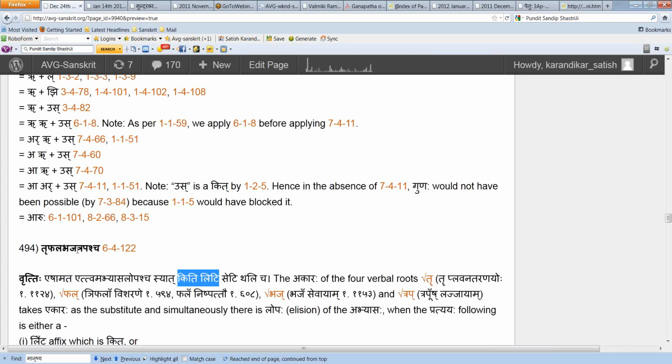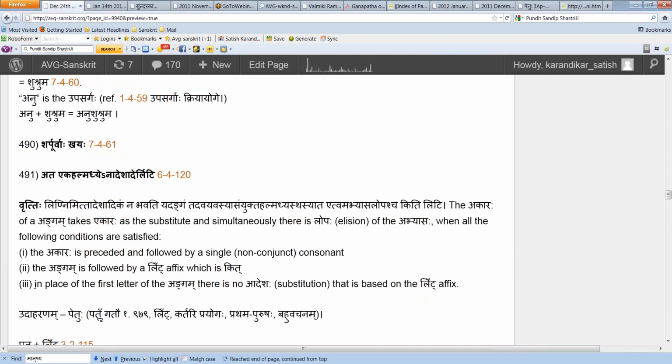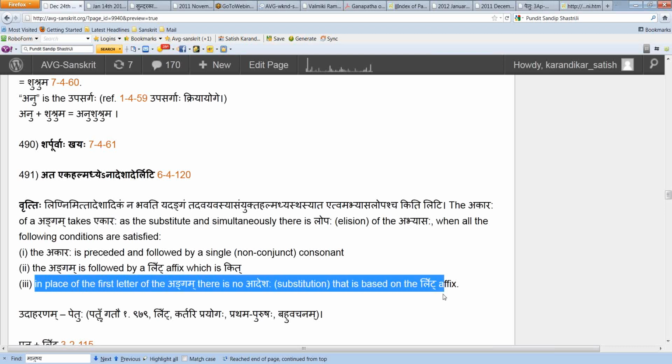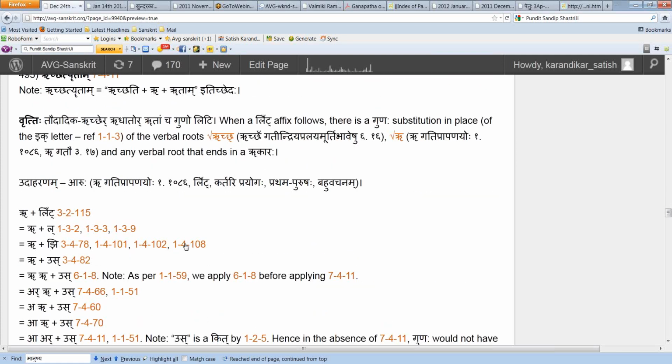So that is why phal cannot use 6-4-120. The condition of 6-4-120 is that, in place of the first letter, in this case the phakara of phal, there should be no adesha based on the lit. In the case of phal, we will have an adesha. We will have an adesha of pakara by abhyase charcha. That's why phal could not use 6-4-120, because the adi phakara takes the pakara adesha. So that is why Panini specifically says that he has to put phal in 6-4-122.